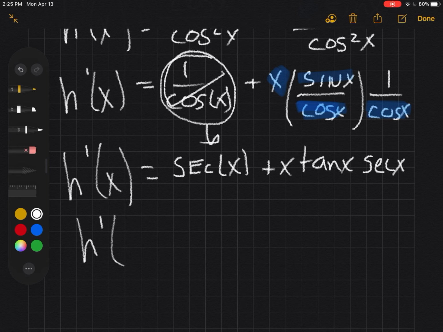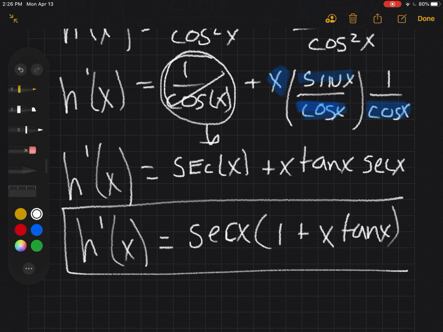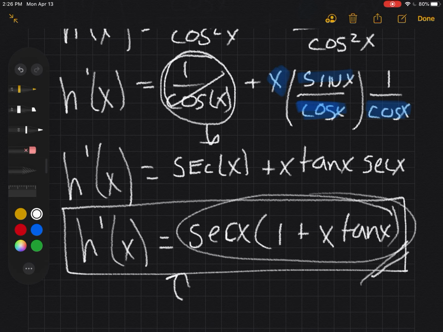plus x. And then I hope you remember that sine x over cosine x is tangent x. And then 1 over cosine x is secant x. And then I can factor this out to say h prime of x equals secant x times 1 plus x tan x. Isn't that nice?